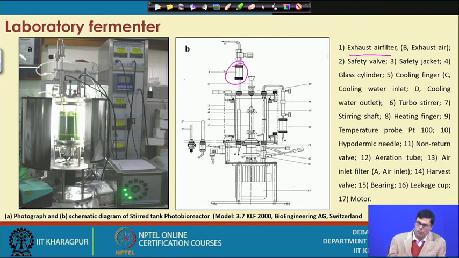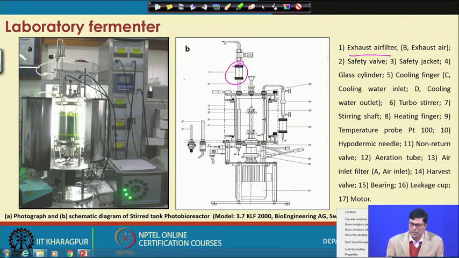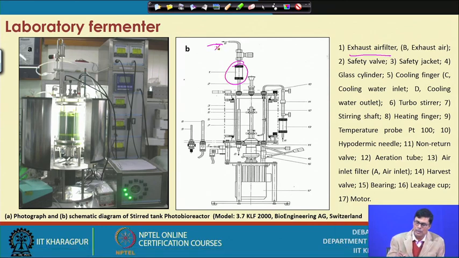Now the question comes, why do we put the air filter at the exhaust? The reason is that when you are running a fermenter and all of a sudden the power is off, there is every possibility that air can enter into the exhaust line and enter the fermenter. If it enters the fermenter, your fermentation will be spoiled. So we want to have an exhaust filter. Then we have a safety valve, because if for some other reason the pressure increases, some kind of disaster can be avoided.